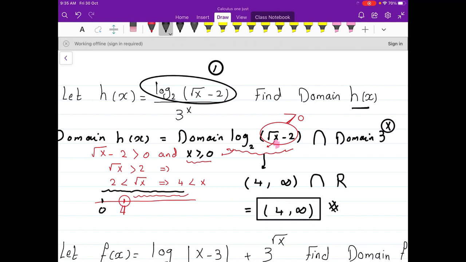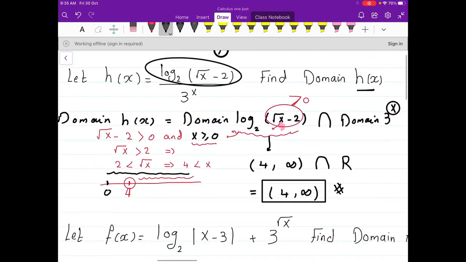This is the domain. What do we mean by a domain? Any element inside this interval has an output. If you take 1, one has no output, since you get log of a negative number, so it is not in the domain.